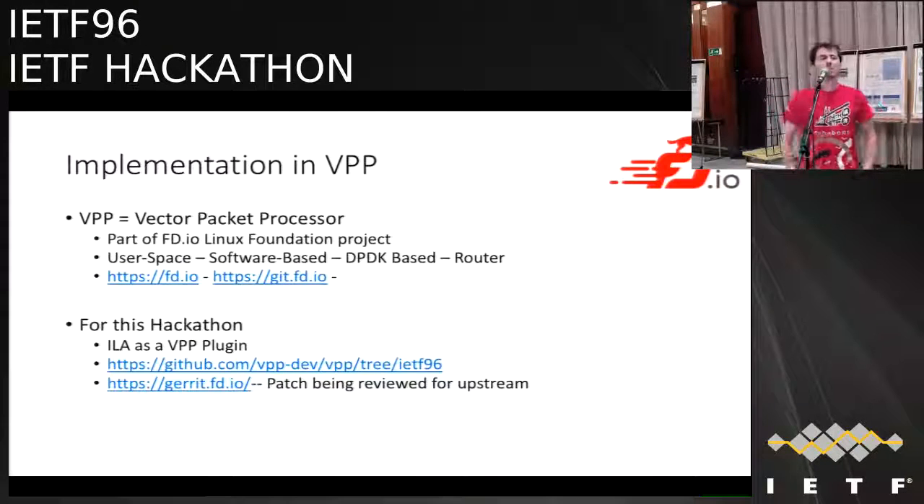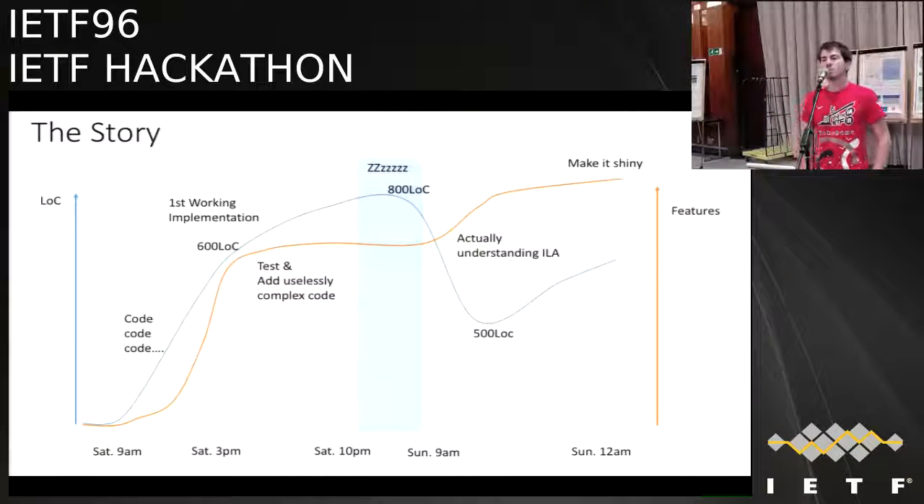So what we did during this hackathon, we implemented basically ILA in VPP. VPP stands for Vector Packet Processor. We did that as a plugin. You can check out the code. It's being reviewed currently on Gerrit, gerrit.fd.io, and you can find more information on fd.io. So this is an implementation that we started from scratch.